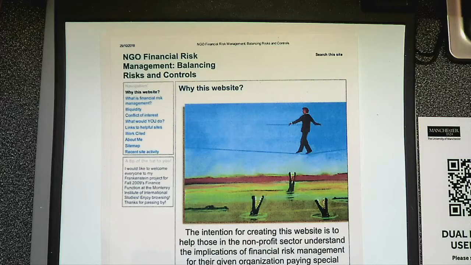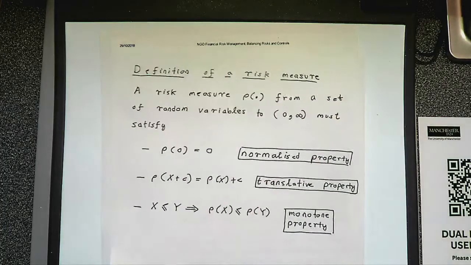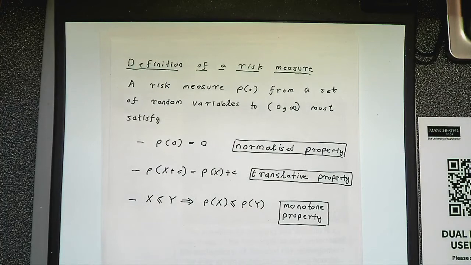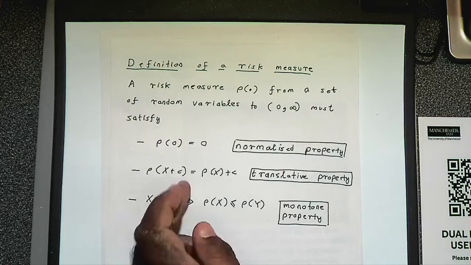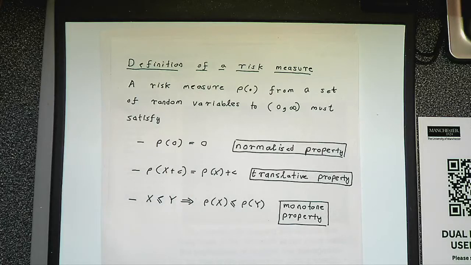Now, this chapter is about financial risk measures. A risk measure is, loosely speaking, defined as a function that satisfies these properties: the normalized property, the translation property, and the monotonic property. The first property says that the risk associated with zero loss is 0, which makes sense. If you have 0 loss, then the risk is also 0, right? So any measure that satisfies these properties is a risk measure.